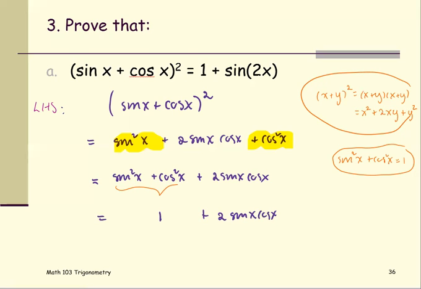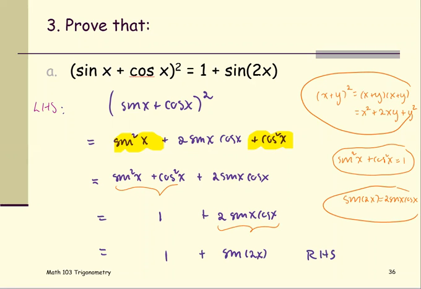Recall that 2 times sine x cosine x is equivalent to the sine of the double angle: sine of 2x is 2 times sine x multiplied by cosine x. This portion becomes sine of double angle x, and then added by 1. Now we have exactly the same expression as the right-hand side, and we are done proving.